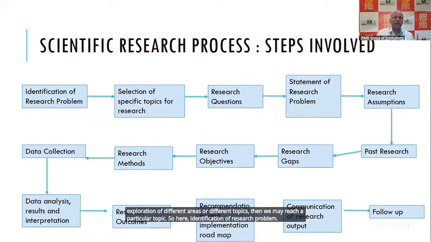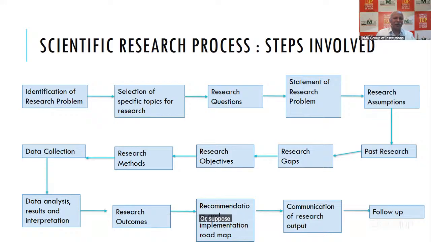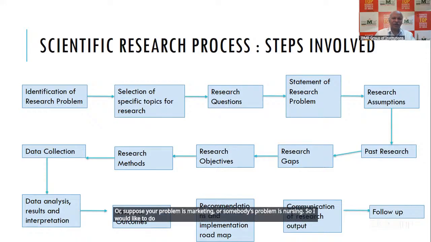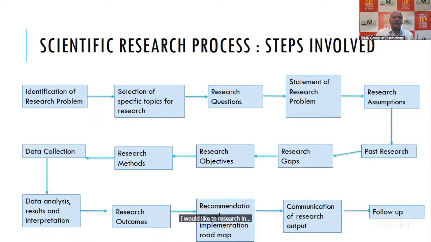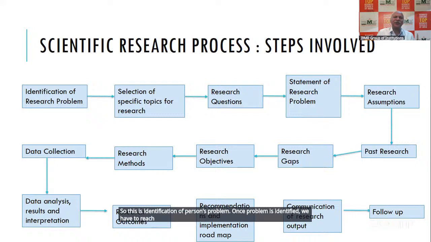Once the problem is identified, suppose my problem is finance, or your problem is marketing, or somebody's problem is nursing. So I would like to do research in nursing, in home science, in education, in banking. So this is identification of research problem. Once the problem is identified, we have to reach selection of specific topics for research. I will illustrate with examples. You just glance at selection of specific topic for research.